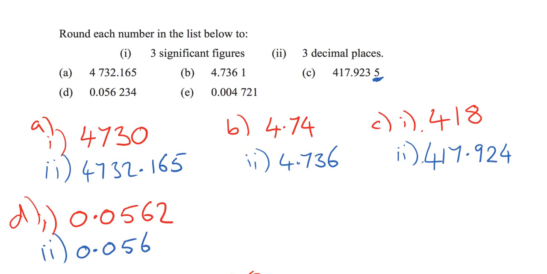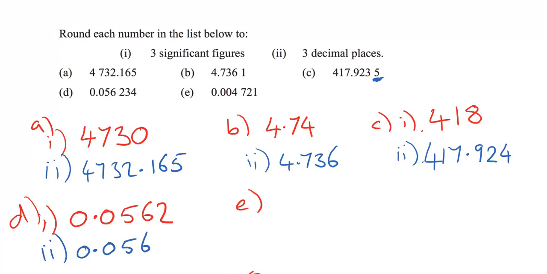When we talk about decimal places, that 0 does count. It's the number of spaces after the decimal place. So decimal places are a lot easier to understand because they're always set, whereas a significant figure rounding can move around depending on the size of the number. Let's carry on and finish this off by doing E.